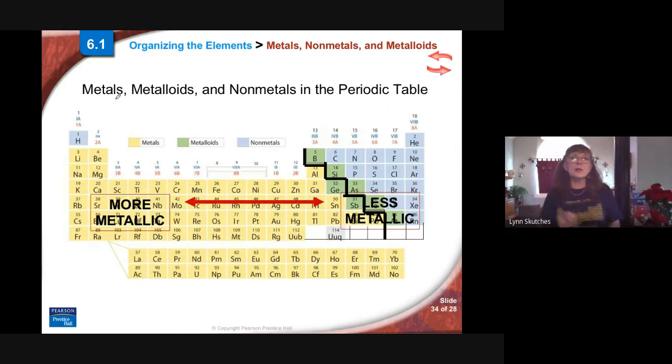So this is the colored version of the periodic table that you've seen previously, I believe. Notice that this stair step, I inserted this over the green region. These green elements, those are the metalloids. They're in between metals and nonmetals, and they have characteristics of both broad groups. But yeah, we'll talk about a very important one in a minute.